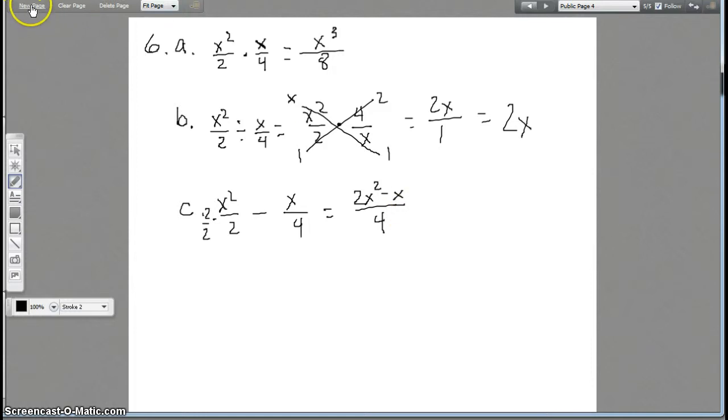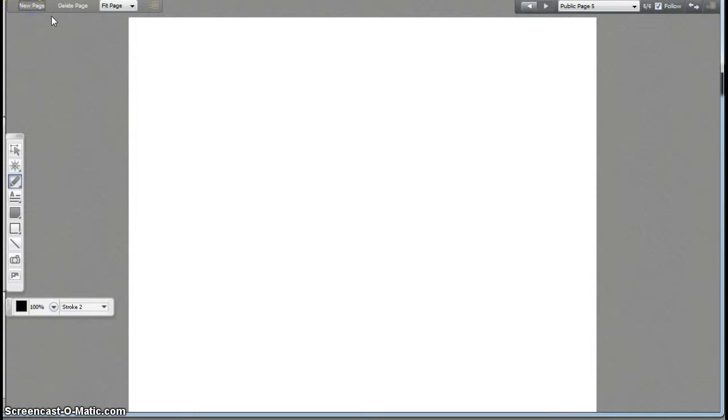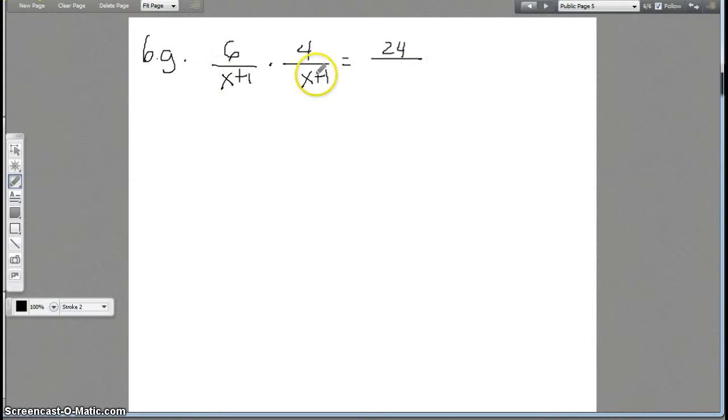Now let's do another section from number 6. Let's do number 6, part G. Number 6, part G is 6 over x plus 1 times 4 over x plus 1. So we're multiplying. When we multiply, first we look to see if there are things that can cancel, but there's nothing that can cancel. So we're just going to multiply across. 6 times 4 is 24. X plus 1 times x plus 1. You could just write x plus 1 squared, and I would be fine with that.